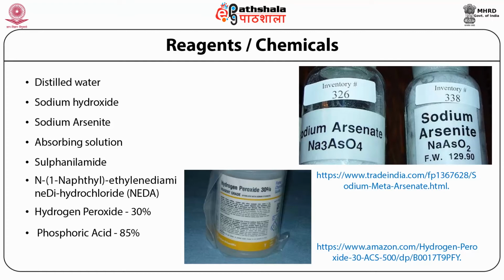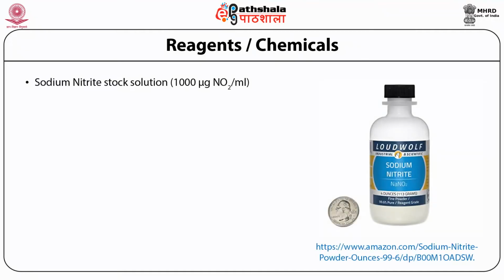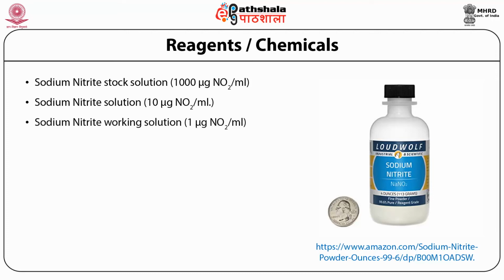Then the other solutions used include sodium nitrite stock solution, which has a concentration of 1000 microgram of nitrogen dioxide per ml. Then sodium nitrite intermediate solution, that contains a concentration of 10 microgram of nitrogen dioxide per ml of solution. And finally we prepare sodium nitrite working solution with a concentration of 1 microgram of nitrogen dioxide per ml.